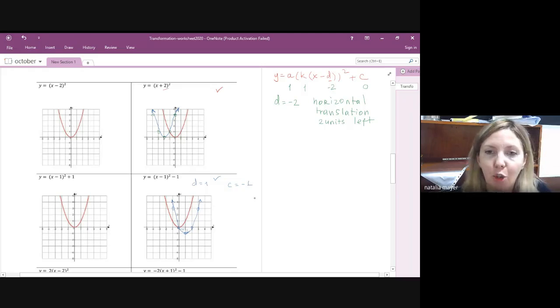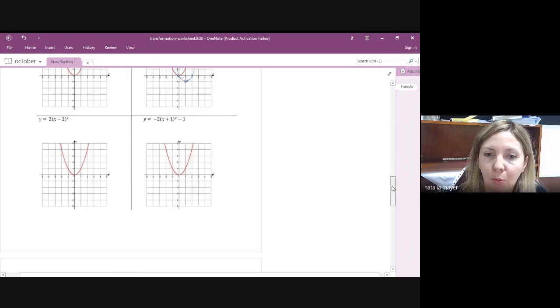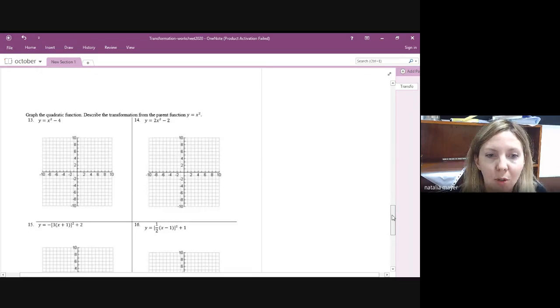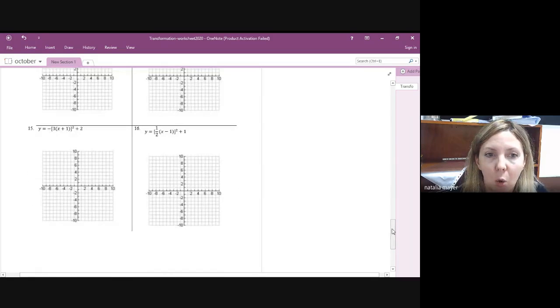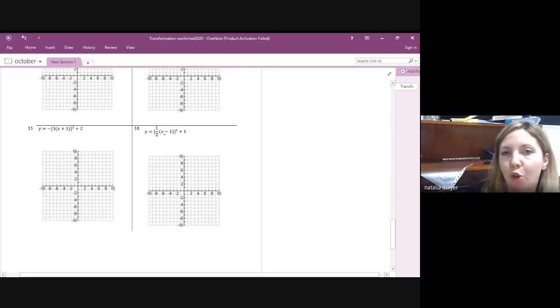The other strategy which I want to talk to you about is mapping notation. This is strategy number 2. I recommend using this strategy when you have more than 2 types of transformations in the equation. So let's look at this equation, 15.